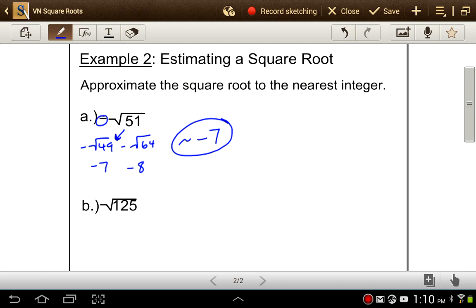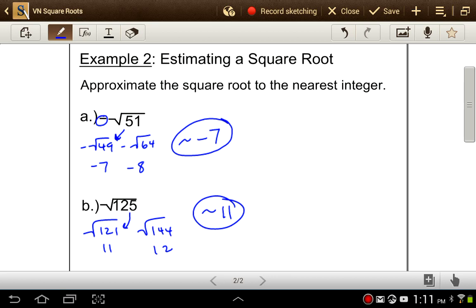Alright, 125. Well, what are my numbers around 125? The one below would be 121. The square root of 121 is 11, and then the next one would be 144, which is 12. 125 is closer to 121 than it is to 144, so this would be about 11. The square root of 125 on a number line would be between 11 and 12 and closer to 11 than it is to 12.